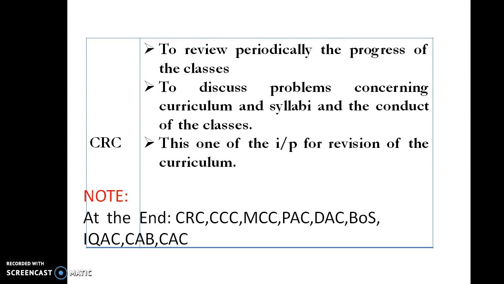So we discussed the various committees involved in continuous quality improvement at institute level and at department level. All of these are connected through the CAB, College Advisory Board. It consists of principals, deans, and HODs.